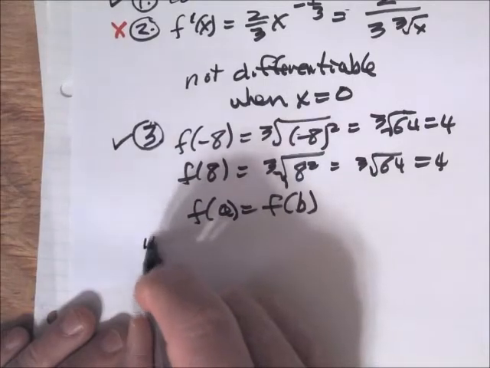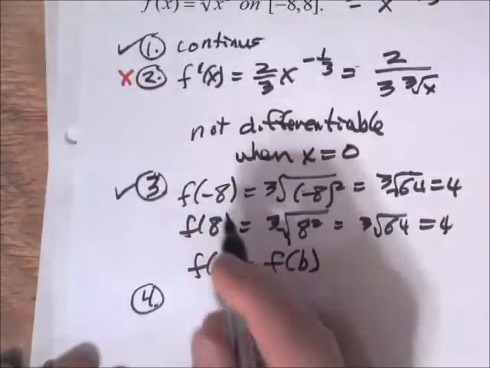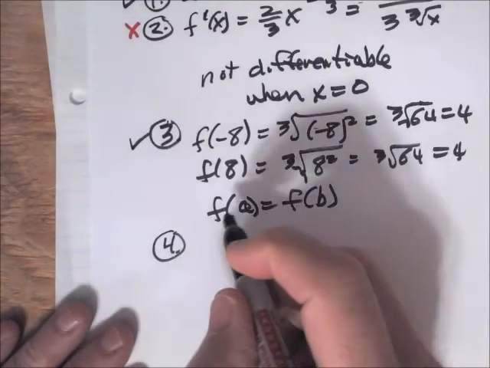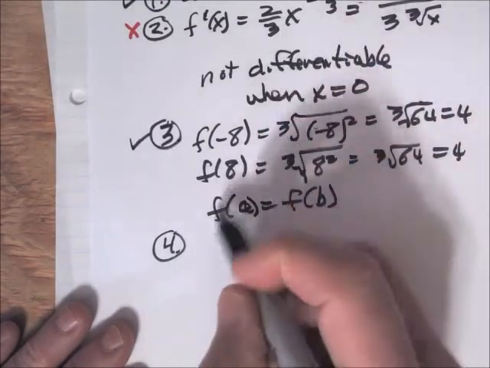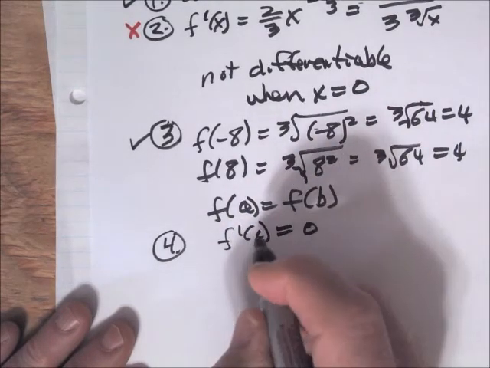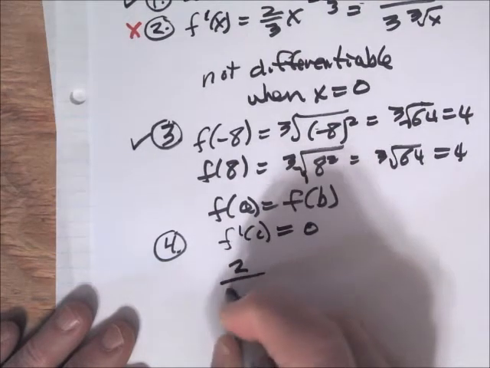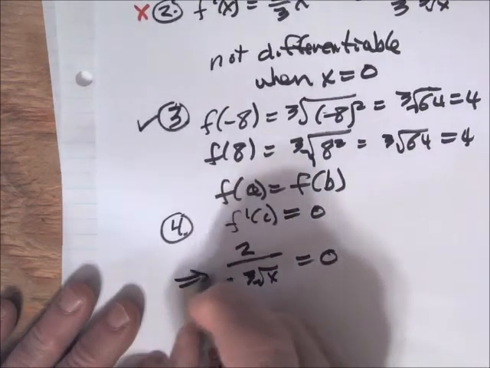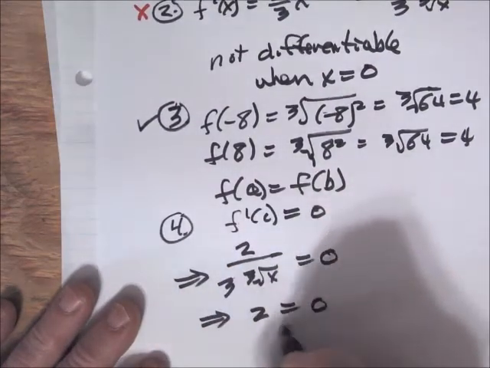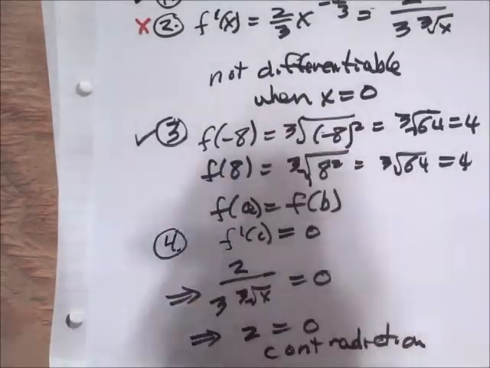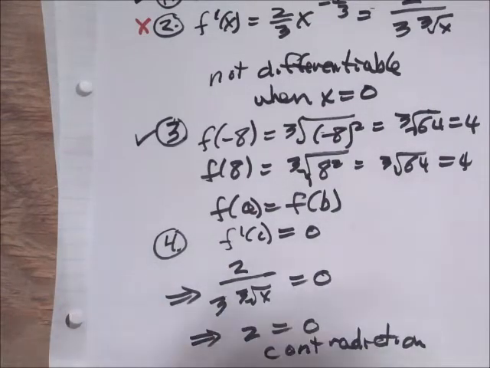So we can also check the conclusion. If any one of the three conditions is not satisfied, then the conclusion may or may not be true. So let's see if it's true. Solve f prime of c is equal to 0. So that means that 2 over 3 cube root of x equals 0. The only way that this could be equal to 0 is if the numerator is equal to 0. But that's a contradiction. 2 is not the same as 0, so the conclusion is not satisfied in this case.